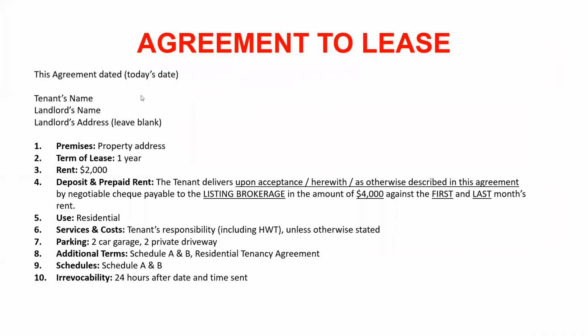So again, the agreement dated today's date, you're gonna have the tenant's name, the landlord's name, and the landlord's address we just leave blank because we don't have that. And then the 10 paragraphs, so this is what they're called. So paragraph one is called premises, that's where you put in the property address. Paragraph number two is the term of the lease. So here's where you can put in 1 year or 2 years. Paragraph three is asking for the rent. So again, if it's available, we're just doing easy math here. If it's available for $2,000, hopefully you're offering $2,000 or maybe a little bit more.